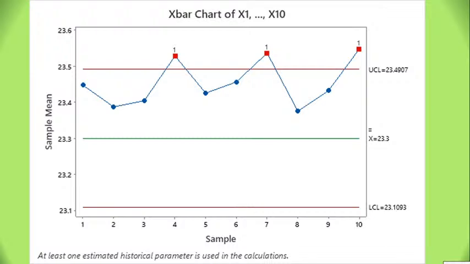However, from analyzing the X-bar graph, we can observe that the samples are all significantly far from the expected mean of 23.3 kilograms. Besides, there are 3 sets of samples whose mean falls above the upper control limit. This means that there are special causes of variation that need to be identified and corrected.